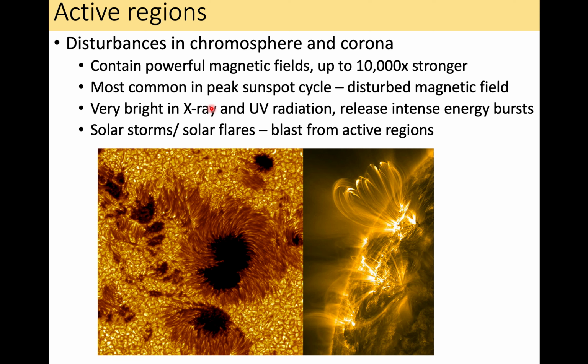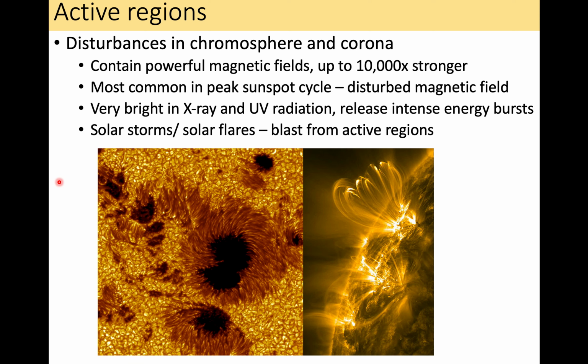So this is where we have disturbances in the chromosphere and the corona, so in those upper layers of the atmosphere. So this is generally where we have very, very powerful magnetic fields, or areas of the magnetic field that are very, very powerful, up to 10,000 times stronger than elsewhere. And we usually find these active regions when we have a peak in the sunspot cycle. So where we have the most sunspots, where we have the most disturbed magnetic field, is where we have these active regions.